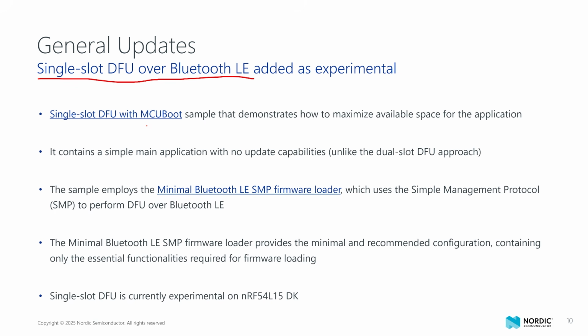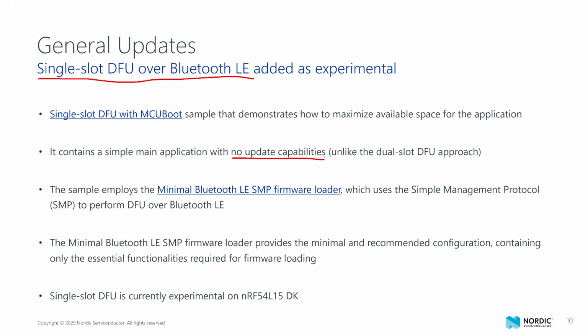This comes as a sample, which shows you how you can integrate this functionality with your application. This sample demonstrates how you can maximize the space for your application. The main application is actually quite simple, and it does not have any update capabilities. This is different from the existing dual slot DFU approach, where you always need to have space for 2 copies of the application on the onboard flash or using an external flash, which means you also need to have the update capability in the application itself.